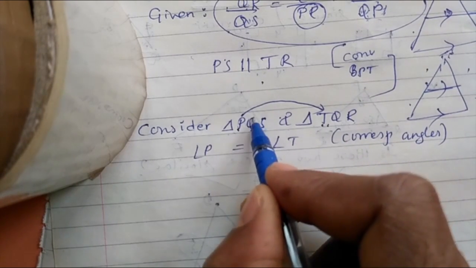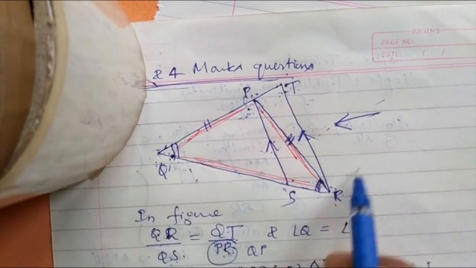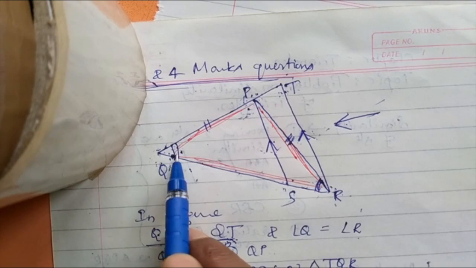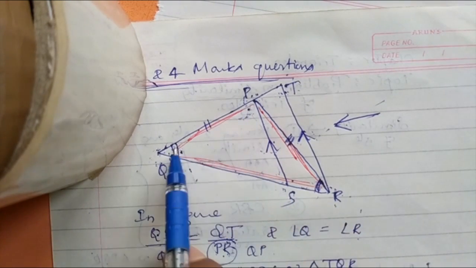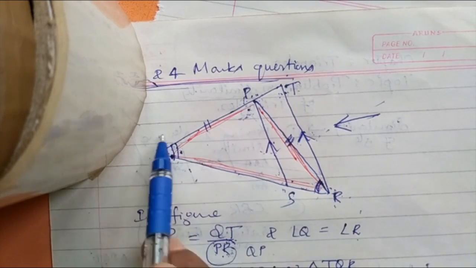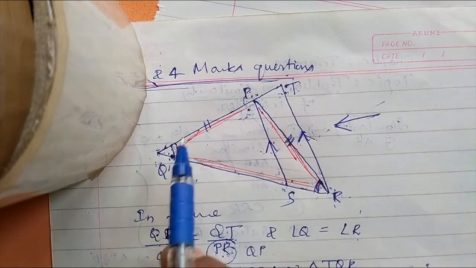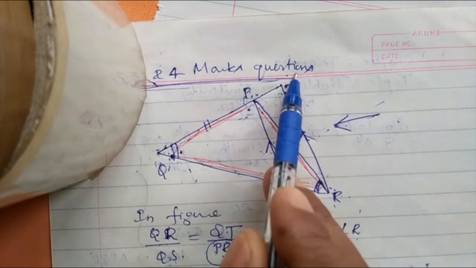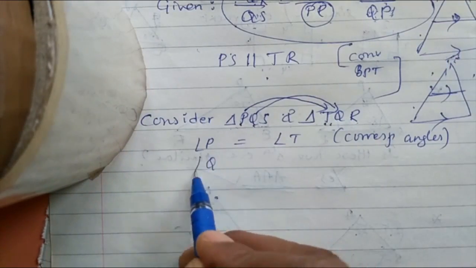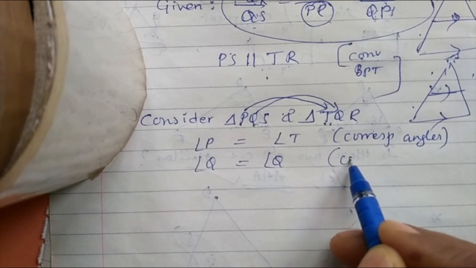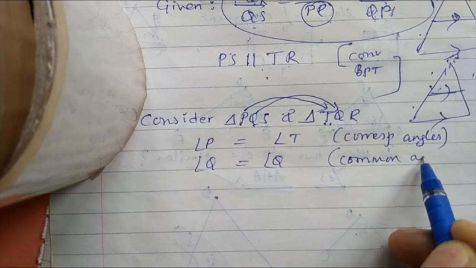Next, angle Q is equal to angle Q. Let us check the diagram. In the whole diagram, there is only one angle Q. So how does angle Q come in two triangles? Triangle QSP has angle Q, and the bigger triangle QRT also has angle Q. Angle Q is common for both triangles, so angle Q is equal to angle Q.